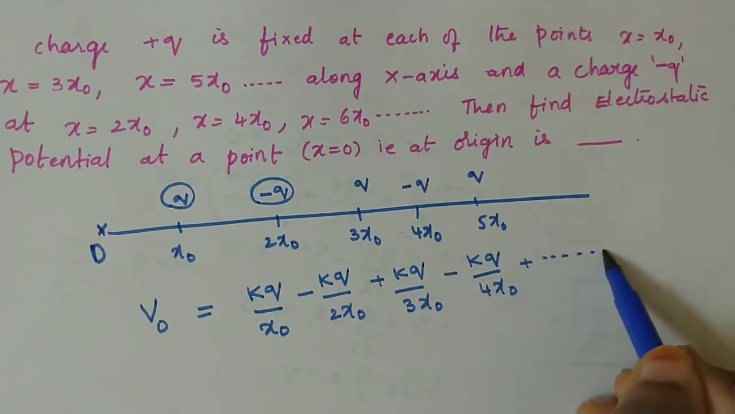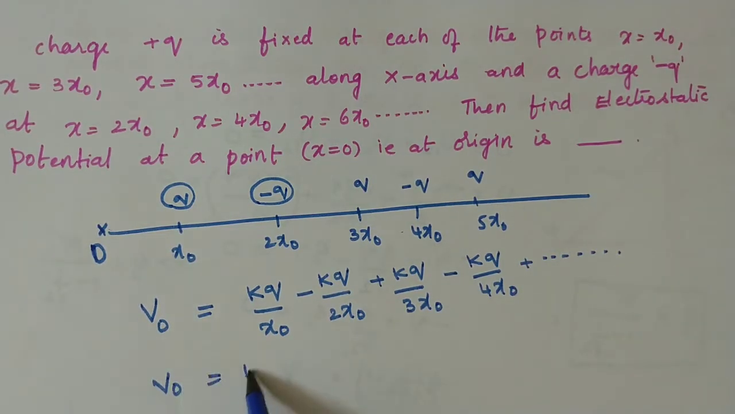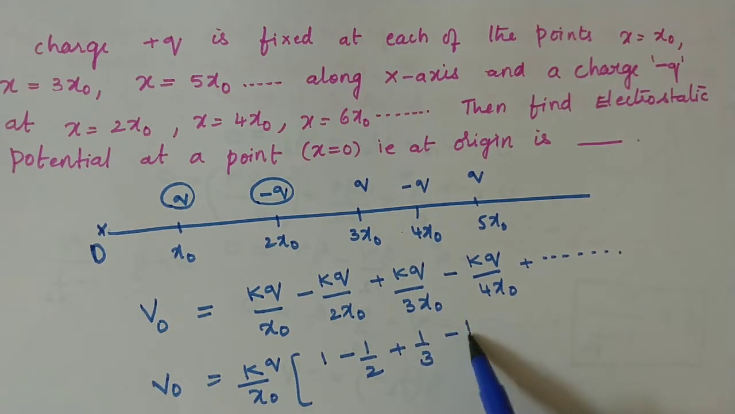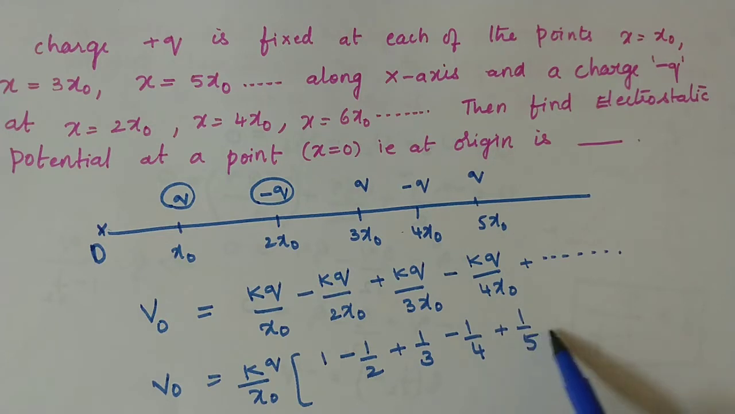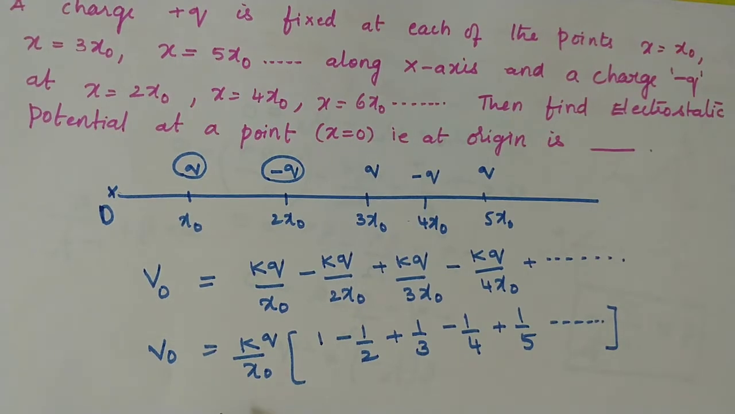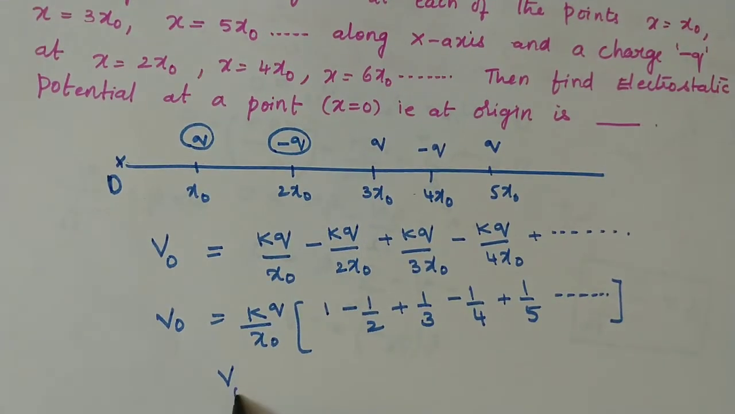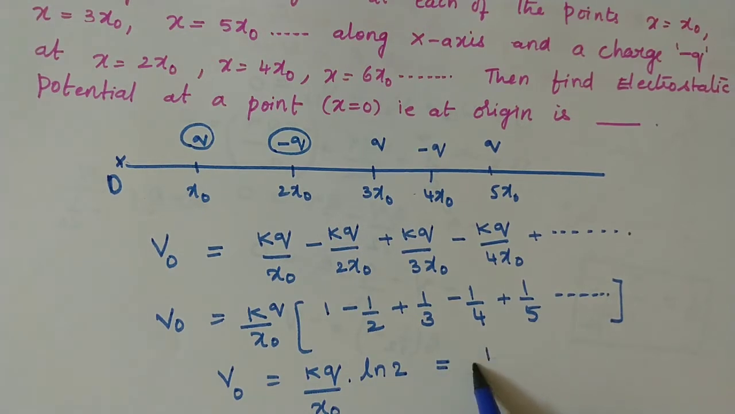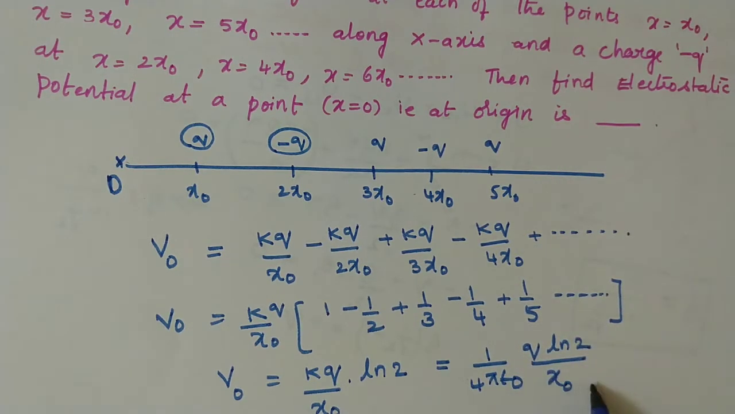Then when you take out k by x naught and q common, we get 1 minus 1 by 2 plus 1 by 3 minus 1 by 4 plus 1 by 5, and the series continues. And we know this is an expansion for log 2. So we can write the potential at the point O as kq by x naught, where k is 1 by 4 pi epsilon naught, into log 2. That's nothing but 1 by 4 pi epsilon naught, q natural logarithm of 2, divided by x naught.